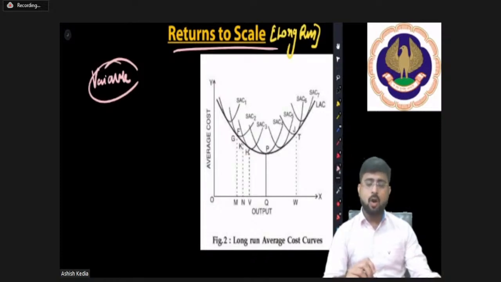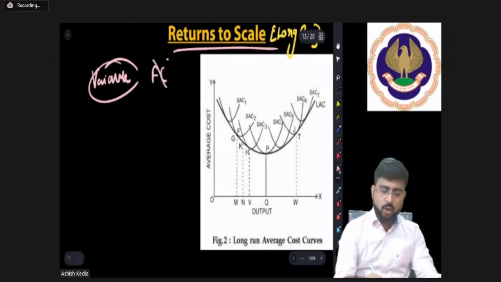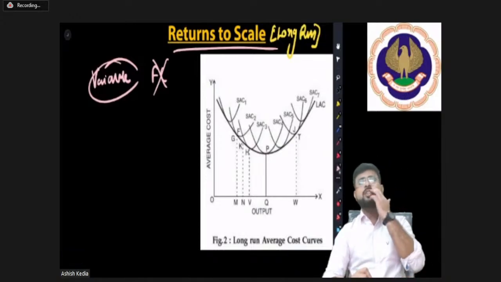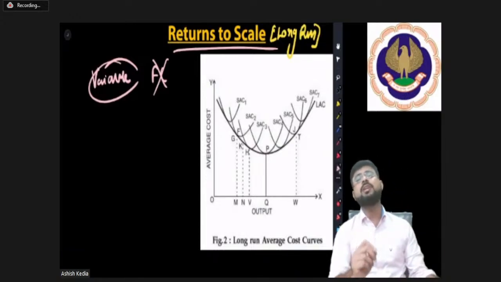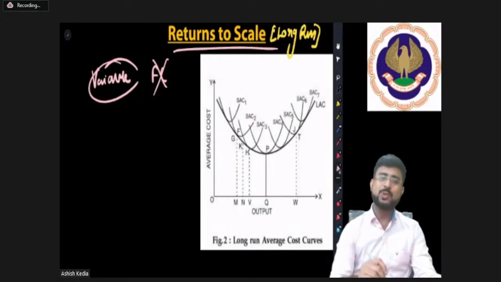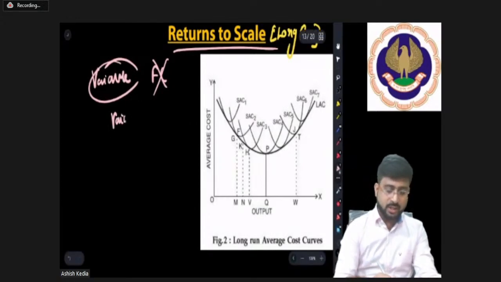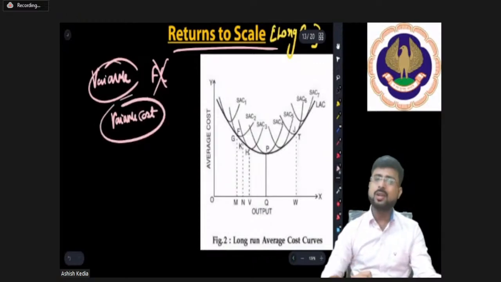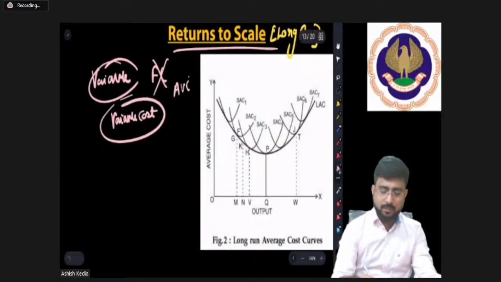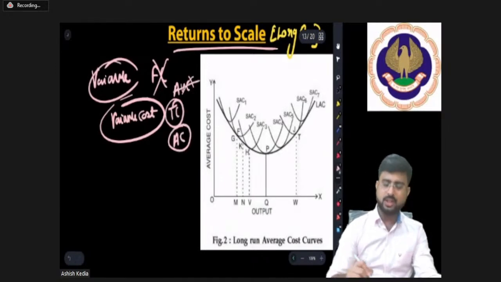Please remember, all the factors of production are variable here. So please remember, in this world, there is nothing called fixed cost. Arey Baba, if there is no fixed factor of production, how can something be a fixed cost? So all the costs here are variable cost. So when we talk about long run, there is no concept of variable cost. It's only total cost or average cost that we are concerned with.